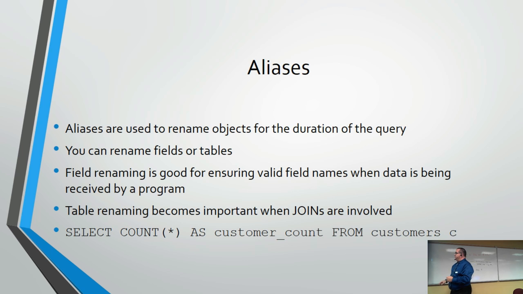And this is what an alias looks like. There's a weird quirk in the syntax, because when you rename a column, you have to use the as keyword. But when you rename a table, there's no as. Why? Because the guys were in different rooms when they implemented it. That's the only explanation for why it is the way it is. But this last line shows an alias. So in the end, the count will come out as customer count, and customers is now known as C.